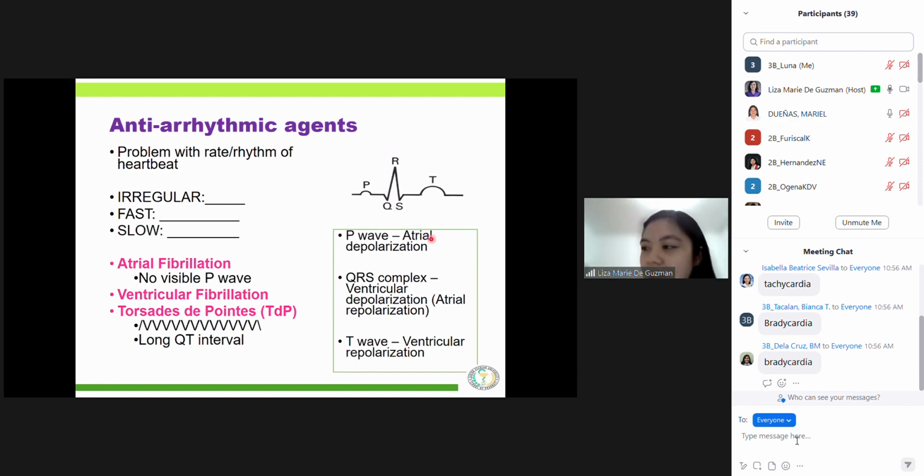When we say depolarization, it means atrial contraction. Again, the P wave represents atrial depolarization or atrial contraction. Then the QRS complex represents ventricular depolarization. What is depolarization again? Ventricular depolarization or what?